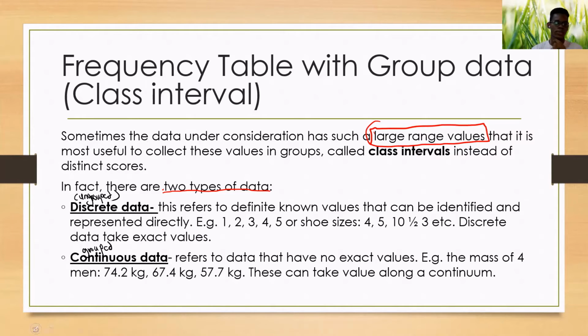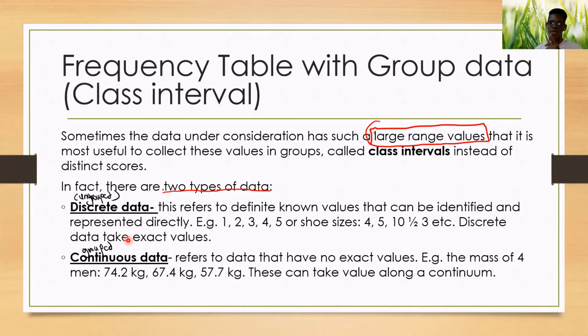Right? Now let me explain these two types of data, how to distinguish between these two types. So discrete data refers to definite known values that can be identified and represented directly. So we're looking at mostly natural numbers, right? You're looking at mostly natural numbers, or in some cases, you might have some rational numbers. But these are definite values that don't fluctuate.